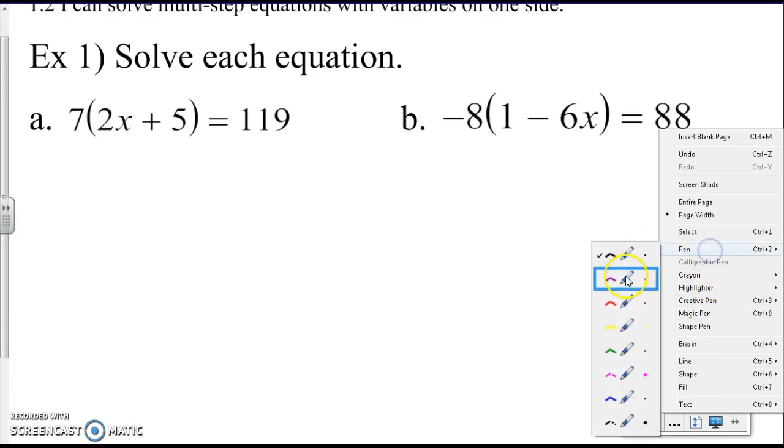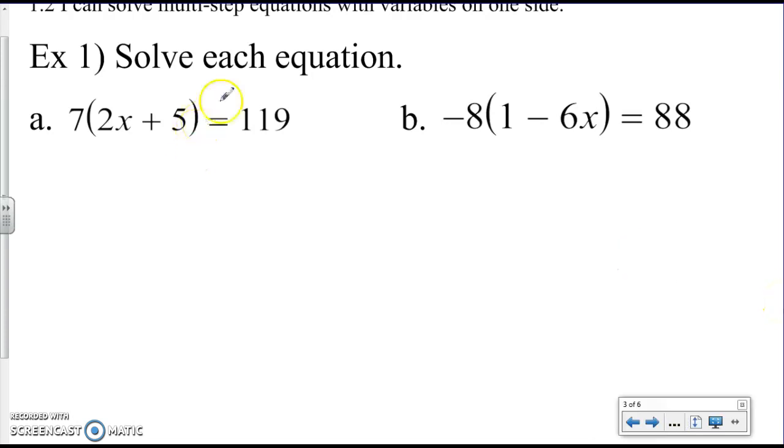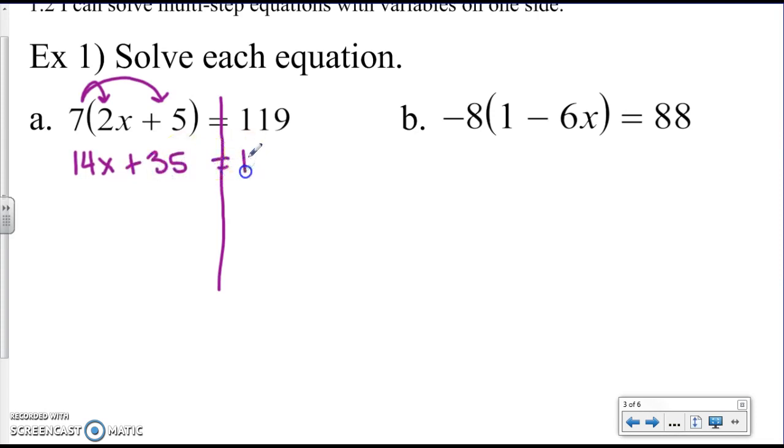So similar to what we did yesterday, we need to kind of simplify before I can solve. Okay, so my first step here is going to be to eliminate my parentheses. I need to distribute that 7 to both parts. Remember to multiply, don't add. So 7 times 2x is 14x, and 7 times 5 is 35. Go ahead and bring down that 119 on the right side because we haven't done anything over there yet. Okay, so that's step 1.